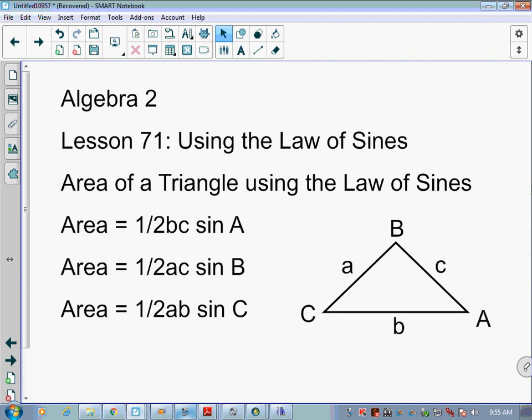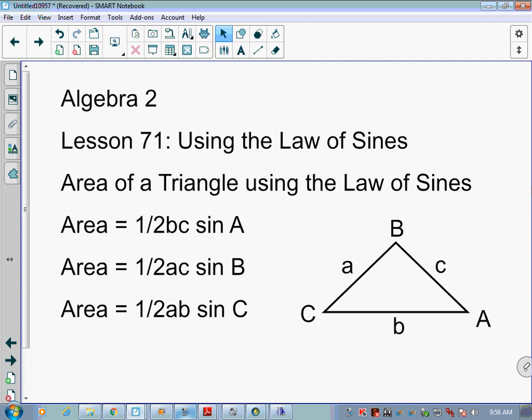Up to this point, we have found the area of triangles by finding the base and the height, dividing that by 2. We've used sine, cosine, and tangent to find missing side lengths and missing angles. Today we're going to find the area of a triangle given 2 sides and an angle. We have 3 different formulas that we can use based upon this type of triangle.